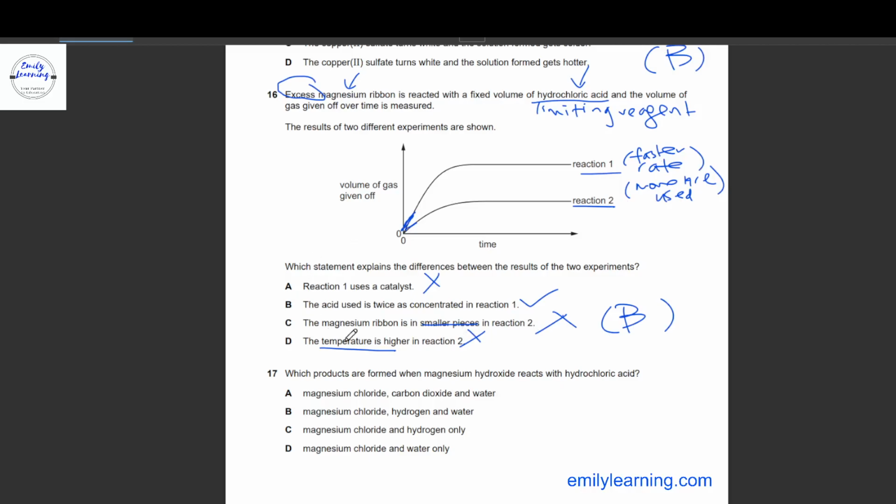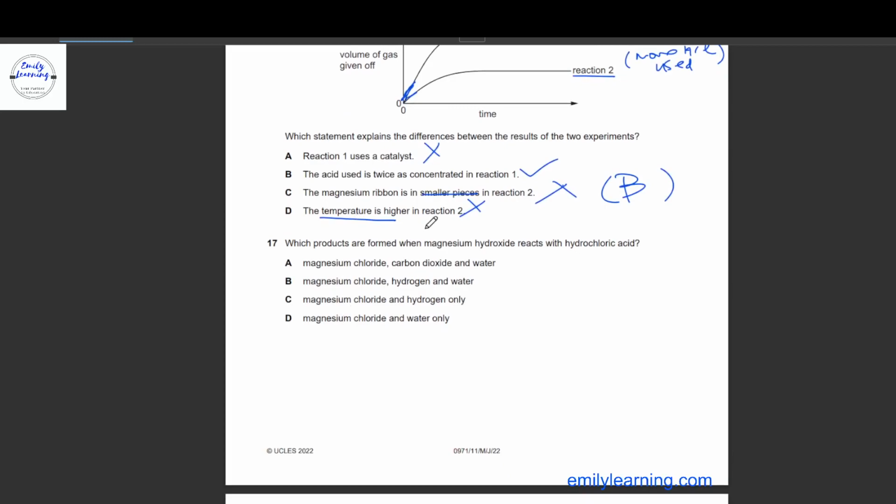Now moving on to 17. Which products are formed when magnesium hydroxide reacts with hydrochloric acid? Most metal hydroxides and oxides are bases. There are some exceptions, like lead 2 oxide, zinc oxide and aluminum oxide, which are amphoteric, but apart from that, the rest are all basic.